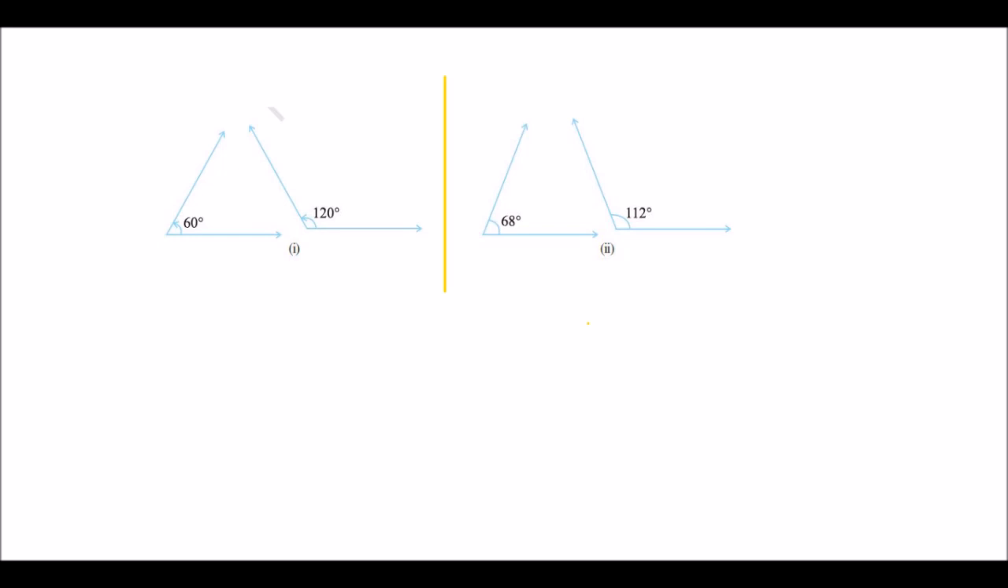Just as we have done in case of complementary angles, here also each angle in such a pair will be called supplement of the other. 60 degree will be called supplement of 120 degree, and 120 degree will be called supplement of 60 degree. In the same way, this 68 degree will be a supplement of 112 degree, and 112 degree will be called supplement of 68 degree.